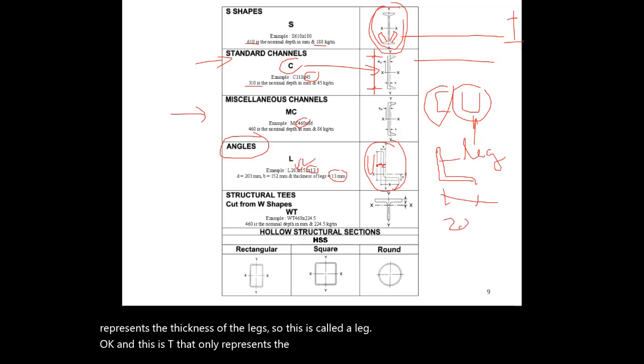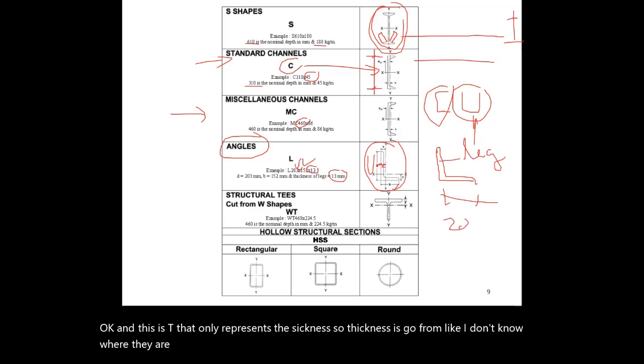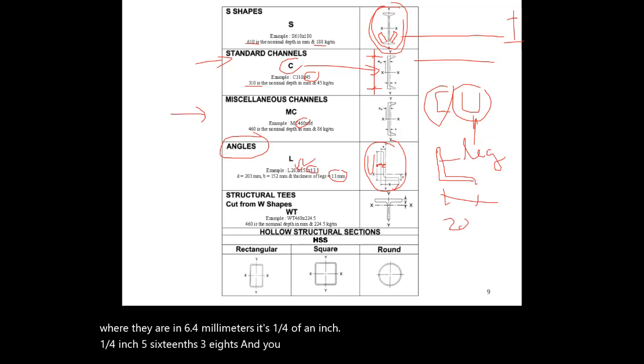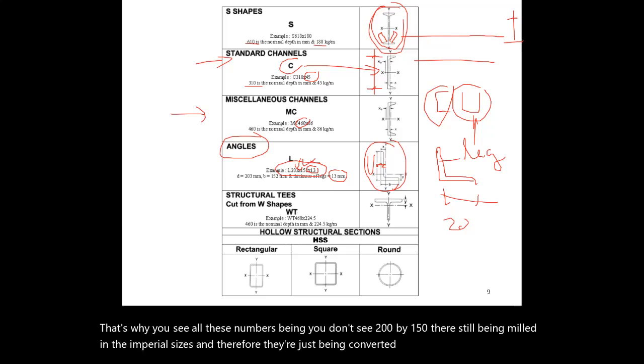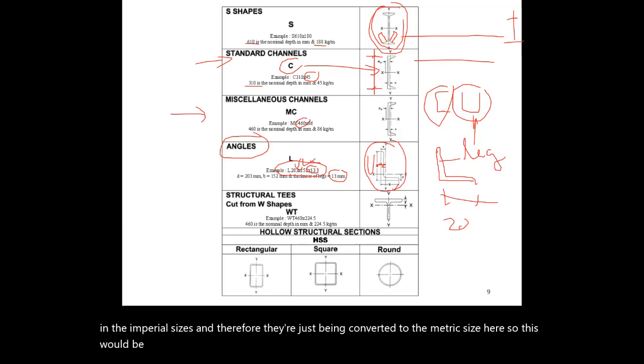So thicknesses go from 6.4 millimeters, which is a quarter of an inch, then 5/16, 3/8. And these are all still being manufactured in the imperial sizes. That's why you don't see 200 by 150. They're still being milled in the imperial sizes, and therefore they're just being converted to the metric size here. So this would be 8 inches by 6 inches by a 1/2 inch thickness, which is 12.7. So that's what this is.